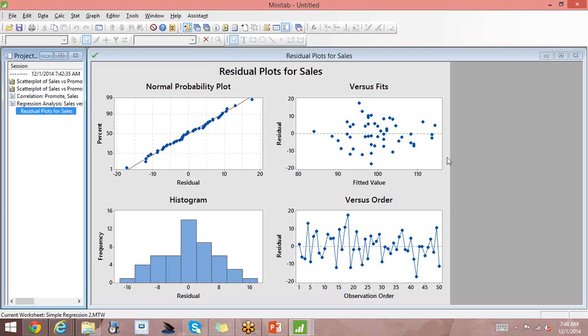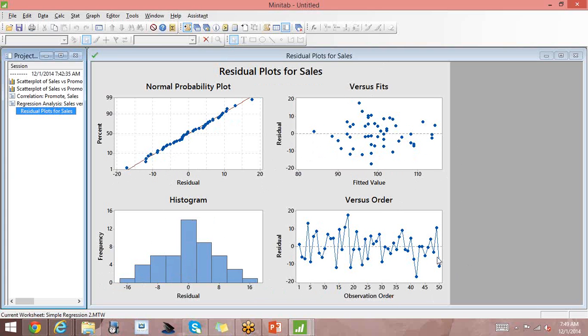Here, if you see, there is no fan pattern, which means residuals are more or less constant, right? There is no pattern actually here. They are randomly distributed. They have to be randomly distributed. You have to check all these things. Look at this histogram. There are not many extreme values. There is no extreme value. Again, this indicates that residuals are normally distributed.